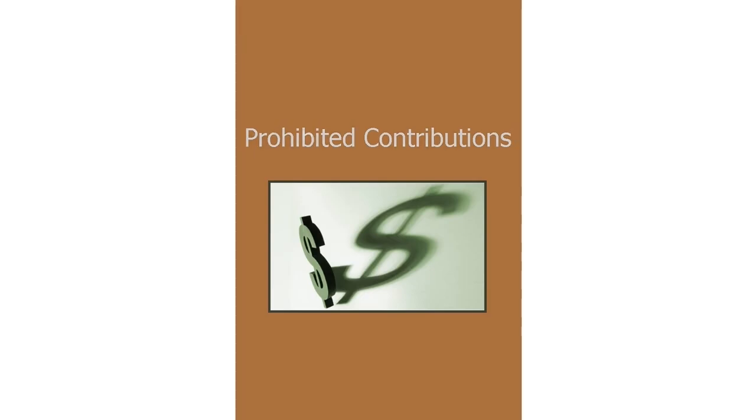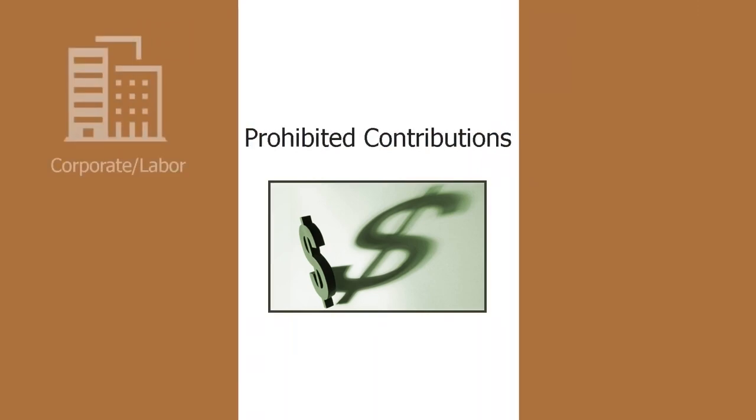We've talked about the limits on contributions and how they apply. Now let's look at some types of contributions that are flatly prohibited. The first is contributions from corporations and labor organizations. These entities have long been prohibited from using their treasury funds to make contributions in connection with federal elections. They may, however, contribute to independent expenditure-only committees or super PACs.